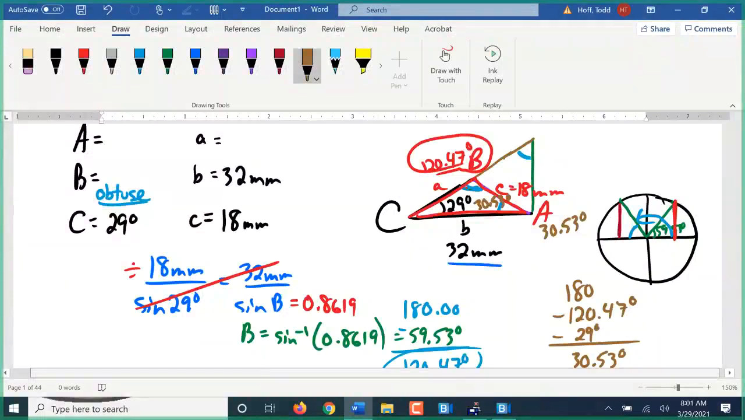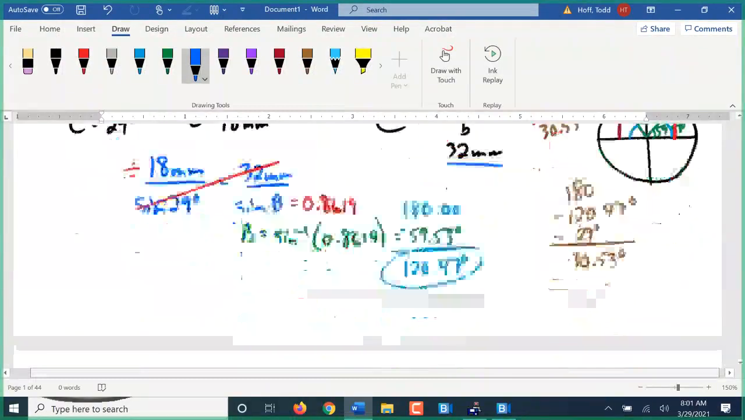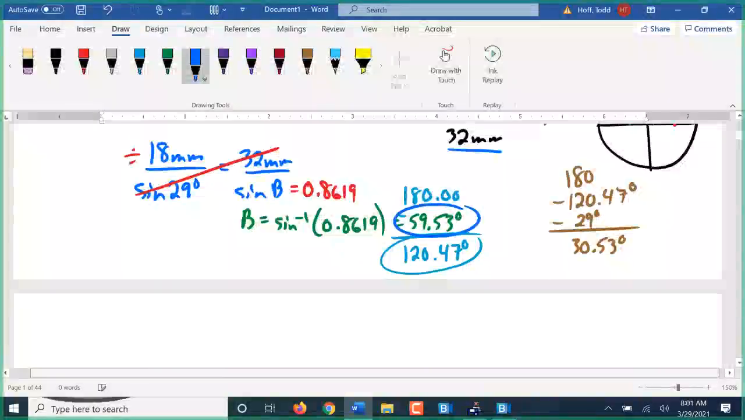If we were told that angle B was acute, how would that change this calculation? Angle B would have just been the 59.53. Knowing that it was obtuse, we had to subtract that from 180. That is the single most common mistake people make with law of sines: the angle's obtuse, but they get that answer and they just assume that the drawing is wrong and put in the answer, instead of making sure that that really is obtuse.